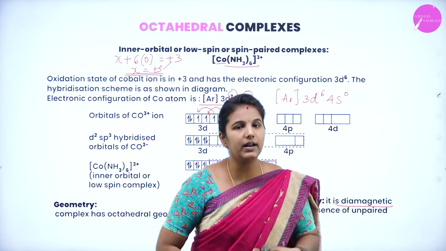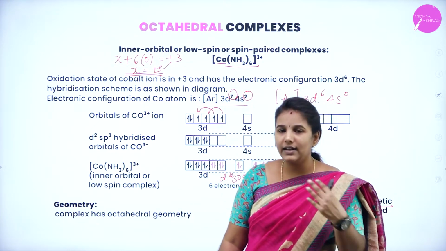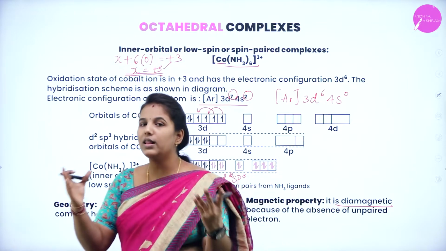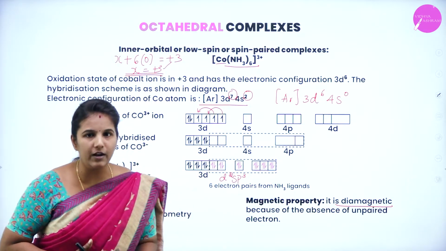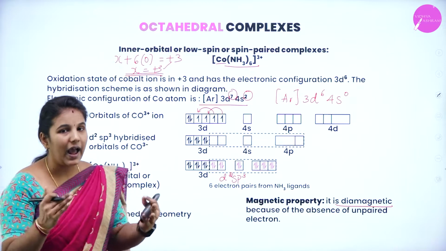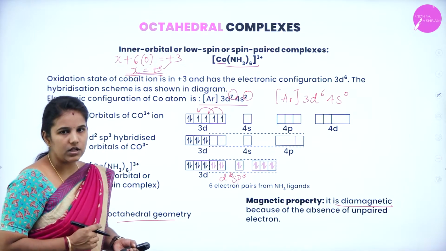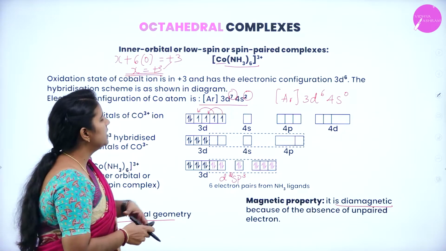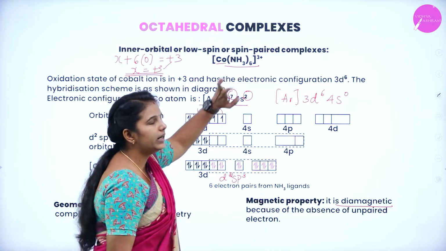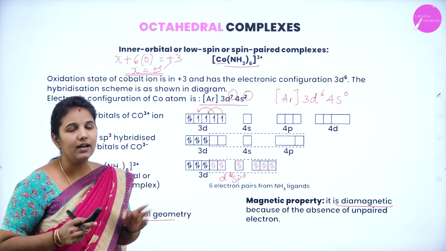Since it does not contain any unpaired electrons, it is diamagnetic in nature because all the orbitals are completely filled. Is it right? Yes. And the structure will be octahedral because the central metal atom is coordinated by 6 ligating ligands.